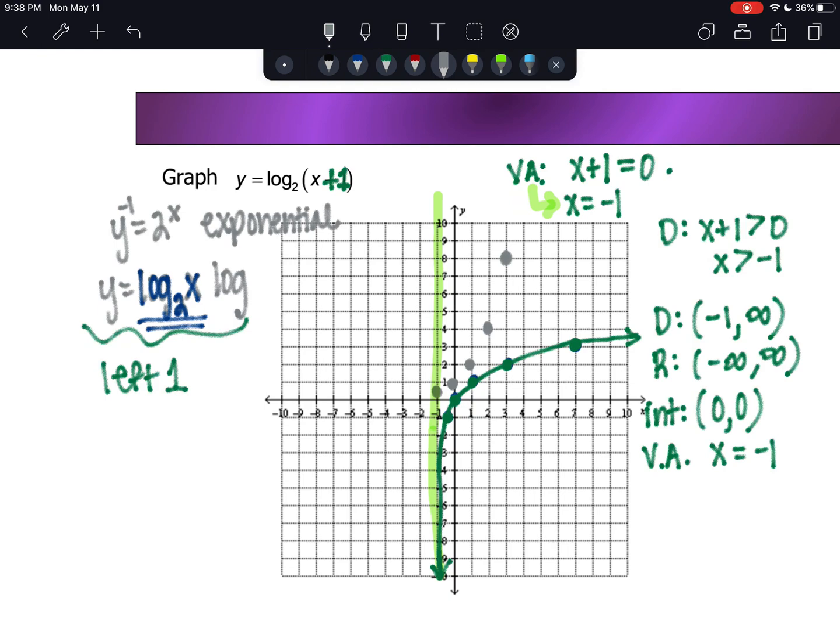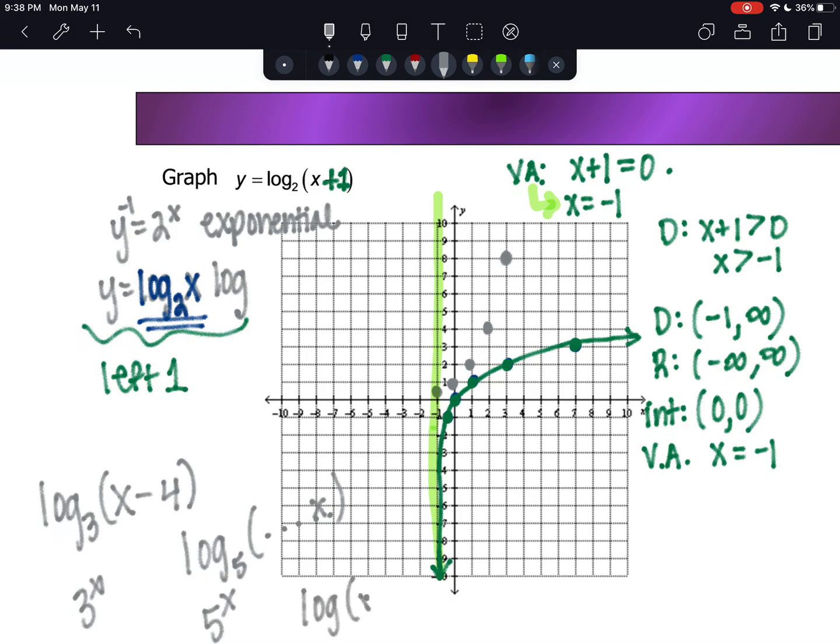So I like to start with my exponential function. So if it's log base 3 of x minus 4, then the exponential function is 3 to the x. If it's log base 5 of something with an x in there, it's 5 to the x. If it's log of something, then that would be 10 to the x. If it's natural log of x minus 3, then it would be e to the x, because natural log is base e. So that would be your exponential.